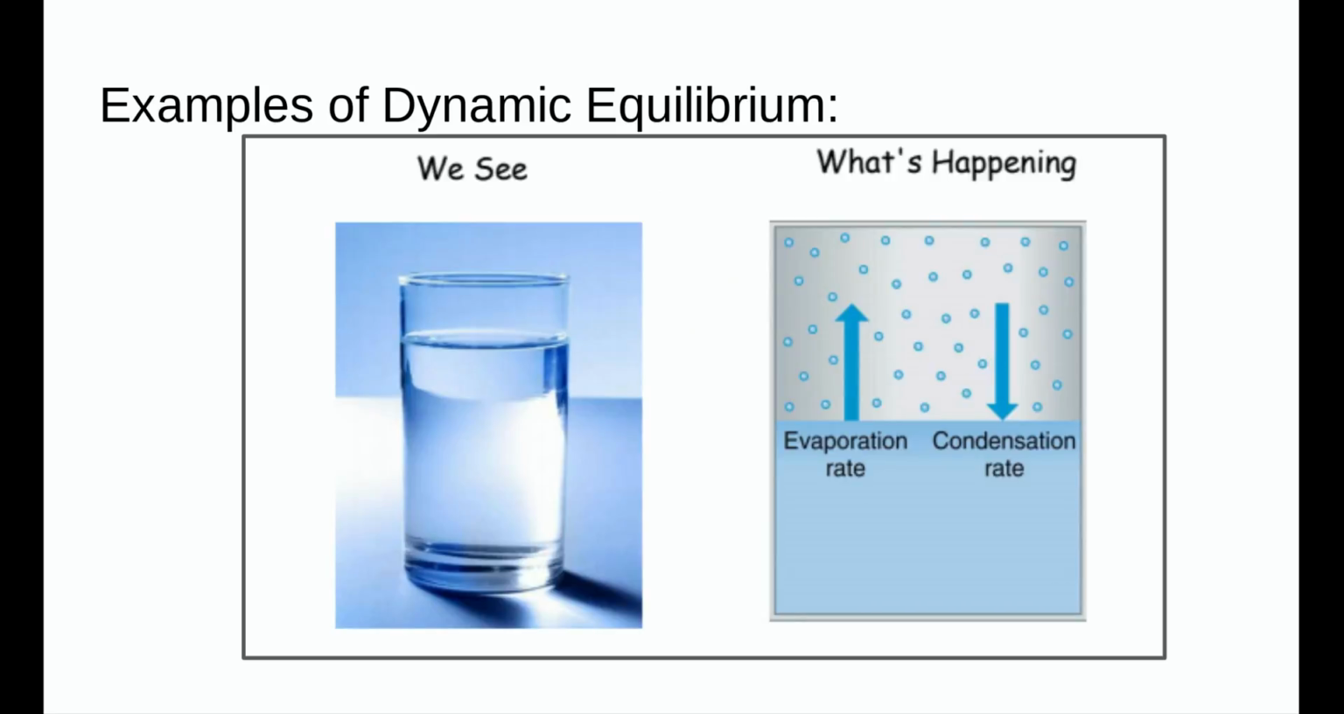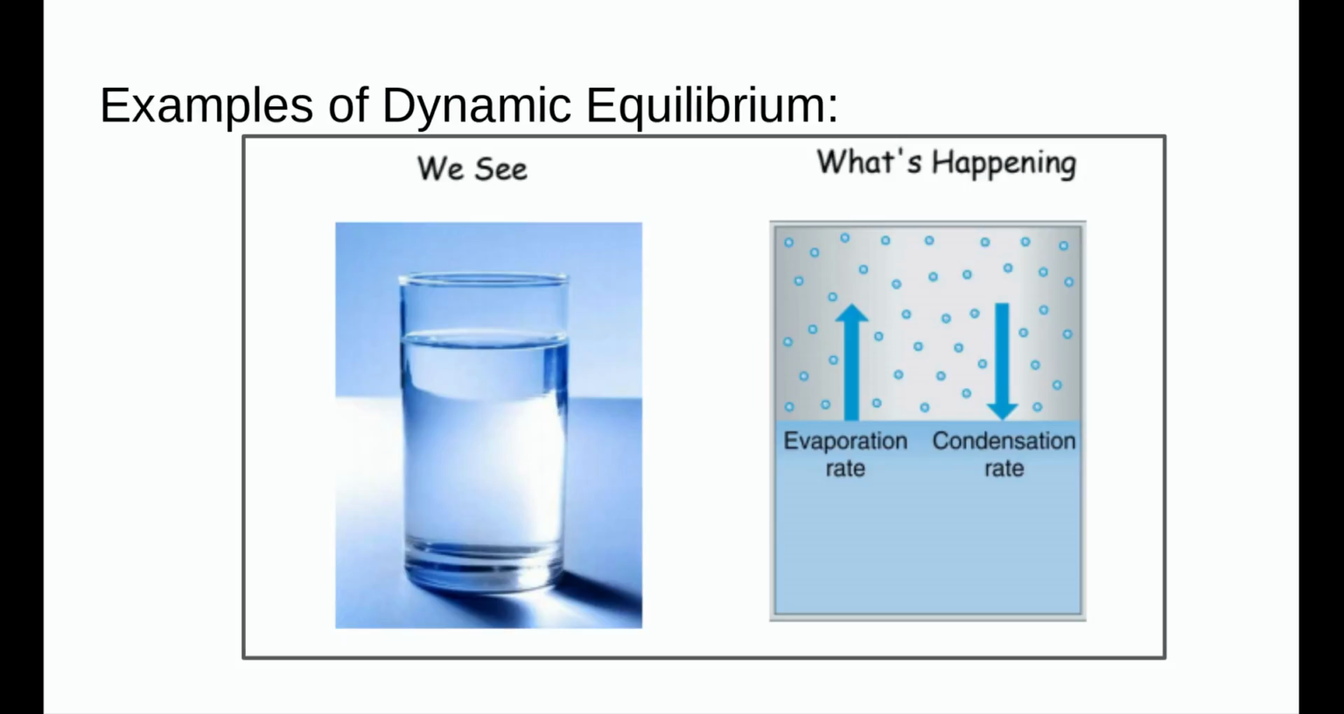So here's an example of a dynamic equilibrium. If we have a glass of water, what we know is that some of the water is evaporating out, but some of the water vapor in the atmosphere is condensing back into the water glass. This is a dynamic equilibrium. We cannot see the change in amount of water in the glass because it's not changing.